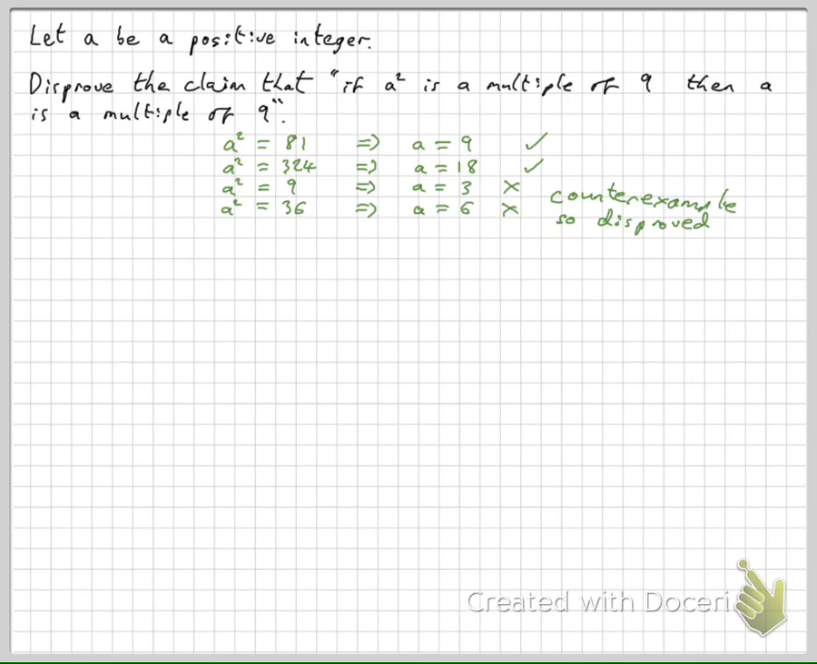Counterexample, rather. So it's disproved. If a squared is a multiple of 9, then a is not necessarily a multiple of 9. So it's straight there. We're looking at it now. That's the reason why the proof on the previous page didn't work.